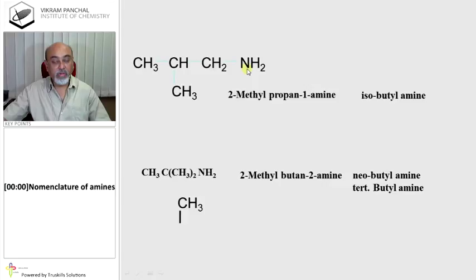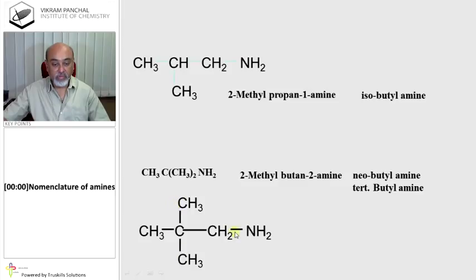CH3CH(CH3)CH2NH2. Here, functional group is on first carbon and one methyl group is a branch on second carbon from opposite end. Therefore, it is 2-methyl propane 1-amine or isobutyl amine. CH3C(CH3)2NH2. So it is 2-methyl propane 2-amine or tertiary butyl amine.